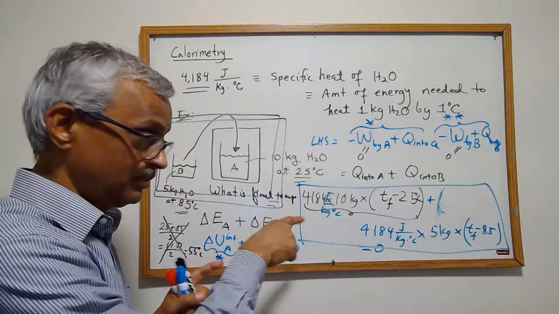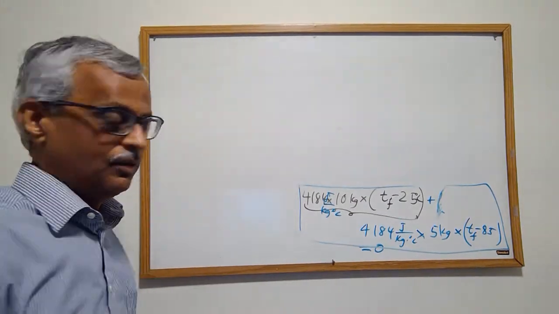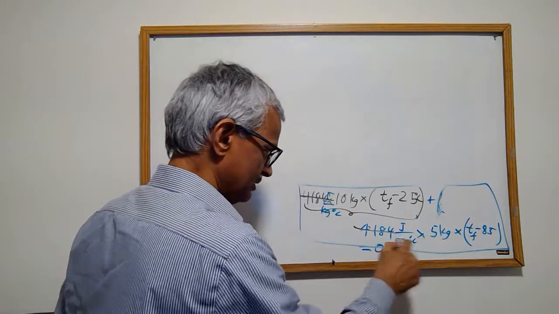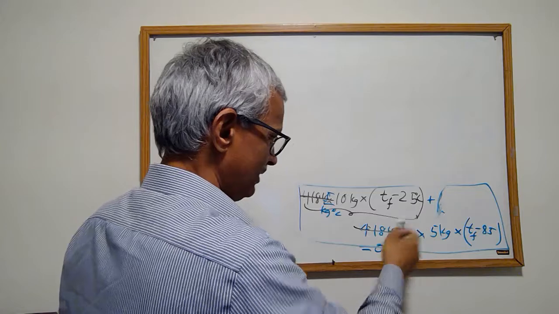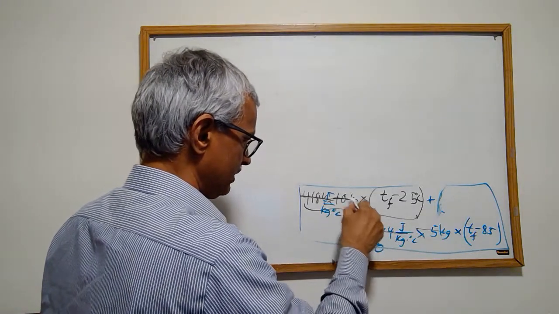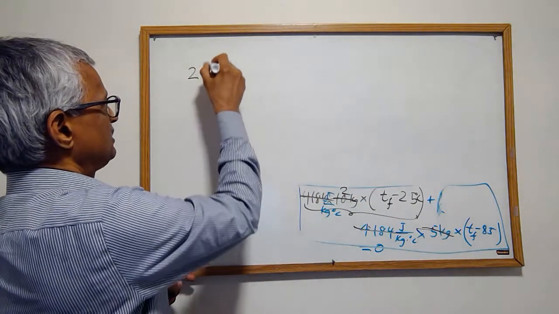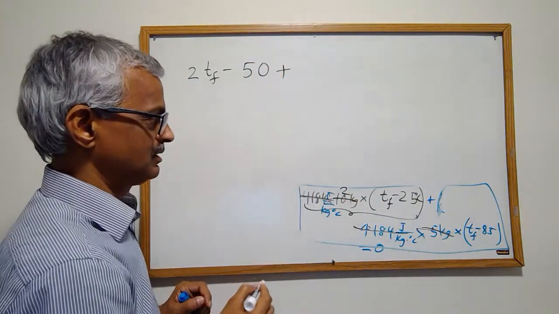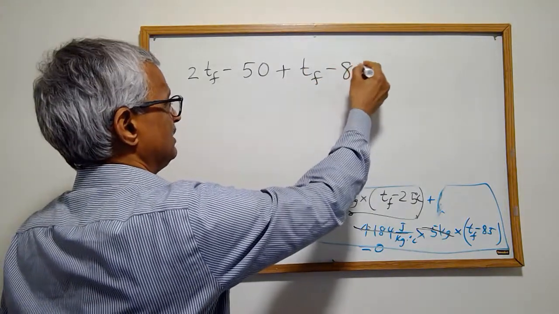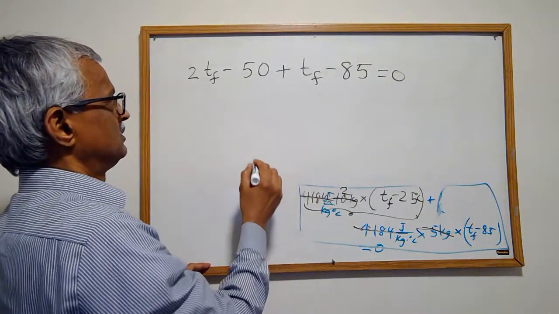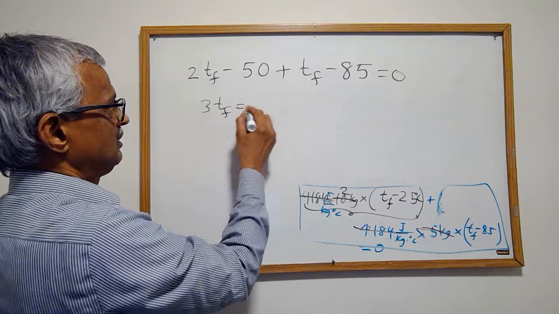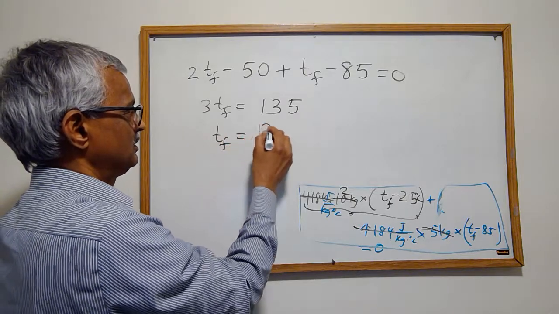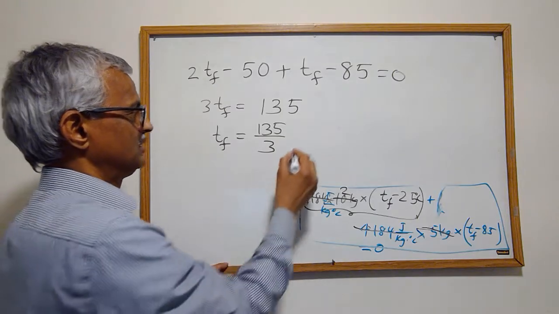I'm going to erase this and solve for TF. How do I solve this for TF? It's really simple. This number cancels out, so I didn't really need to know it. Then the rest I can expand. The 5 cancels with this, giving me 2 here. So I have 2 times TF minus 50 from the first. From the second, I get TF minus 85, equal to 0. So I have 3 times TF equals 135, so TF is 135 over 3.